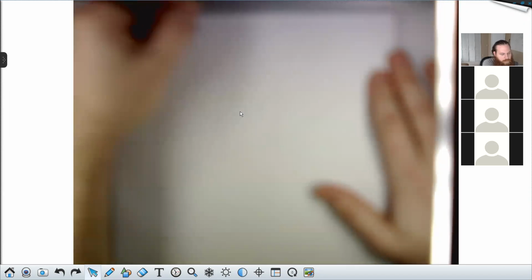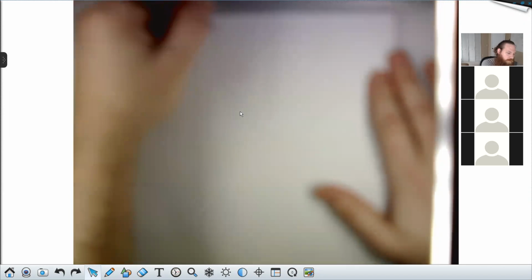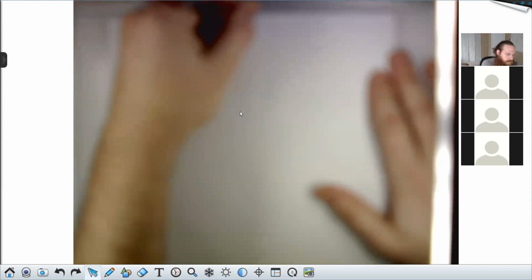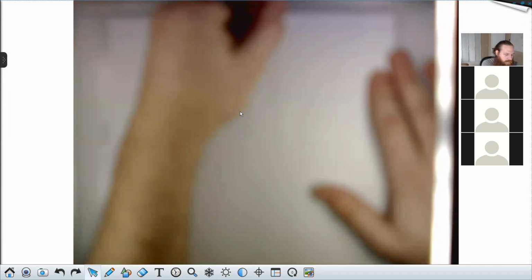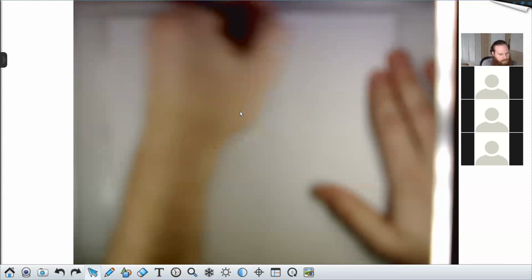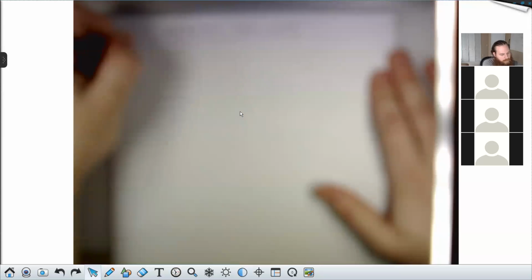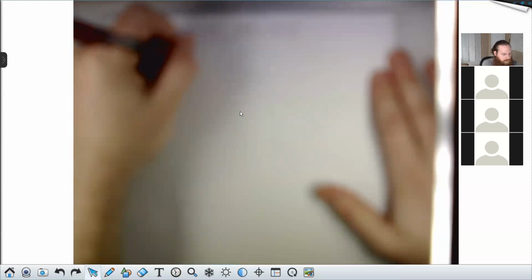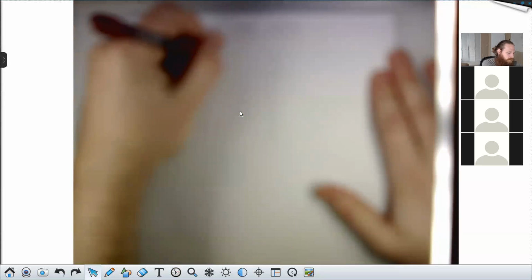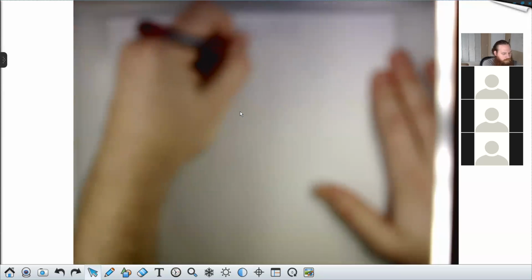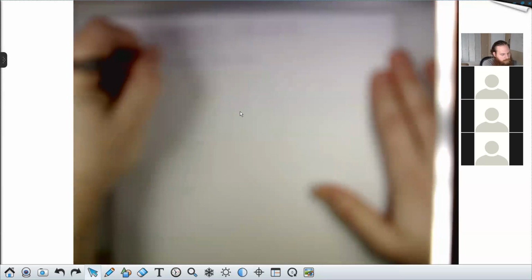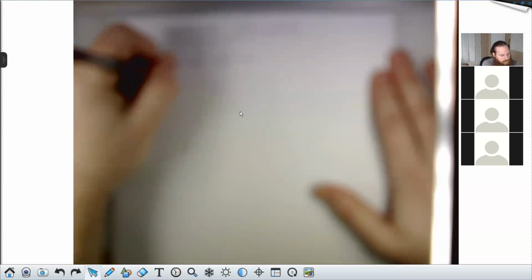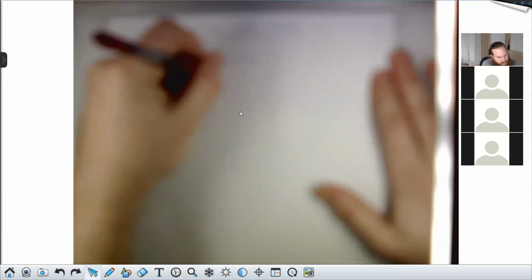So this is MAC2311, section OH1. It's a lecture, and the date is the 11th of January, 2021. Today, we'll be talking about limit laws. This is section 2.3. And if there is enough time, we will also discuss continuity, which is section 2.5.